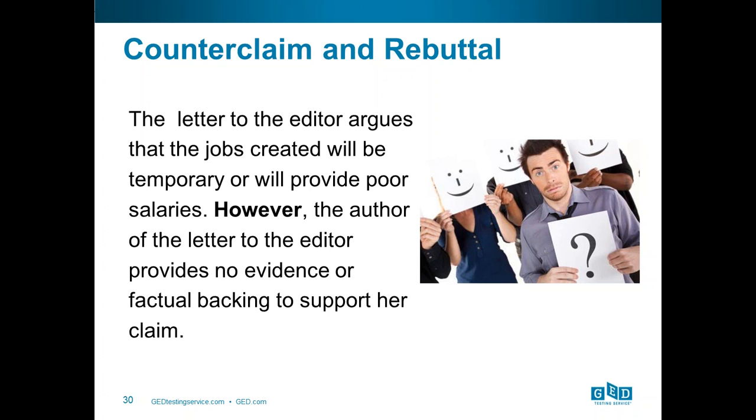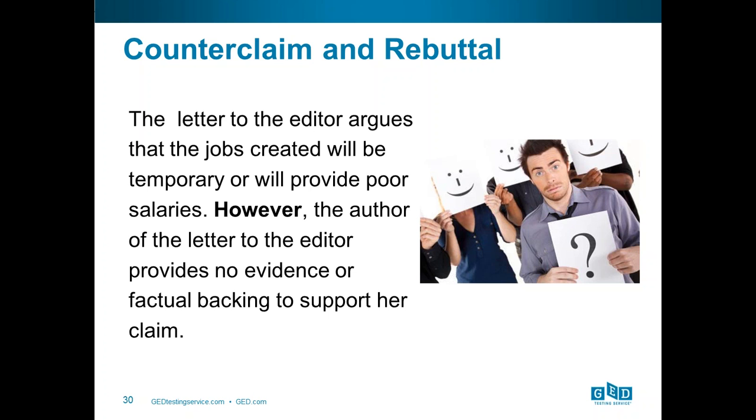So if I can get Bonnie to move to the next slide for us. You can see in this one that the counterclaim set basically lays out that the letter to the editor argues that the creative jobs will be temporary or will provide poor salaries. Now remember, the claim over here was that the press release from the representative was better, so now we're making a counterclaim. However, here comes the rebuttal.